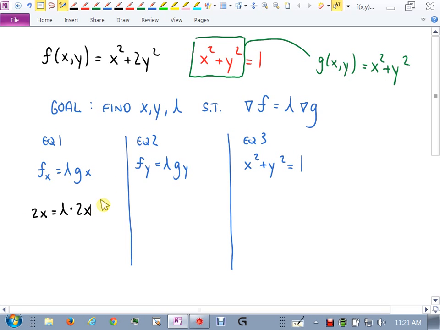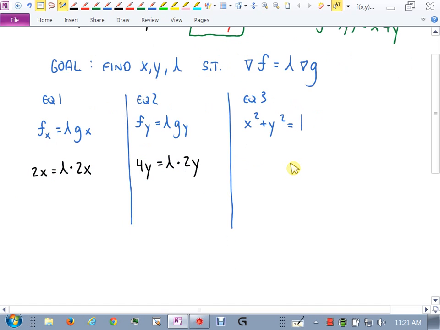Okay, let's move on to the next one. What's the partial of f with respect to y? 4y equals lambda times the partial of g with respect to y, which is 2y. And I don't need to do anything on the last equation because that's still the equation. Now I have the pleasure of trying to figure out the x, the y, and the lambda that make all three of these true at the same time, simultaneously.